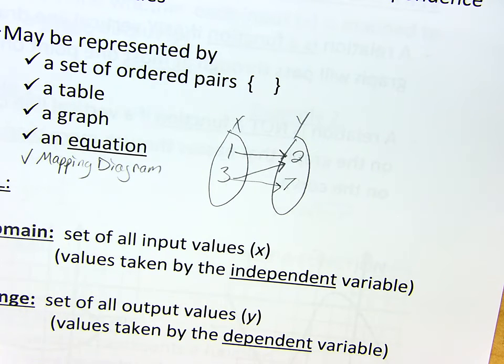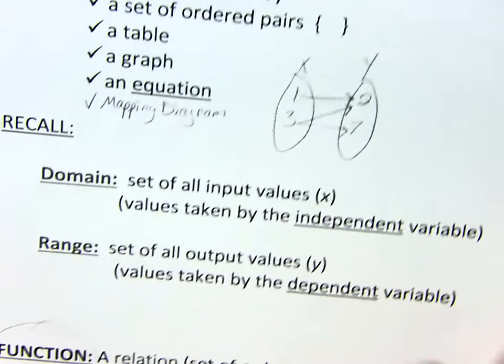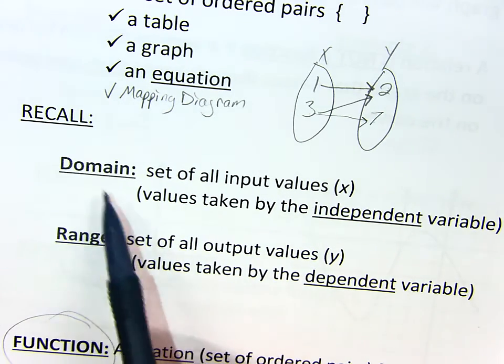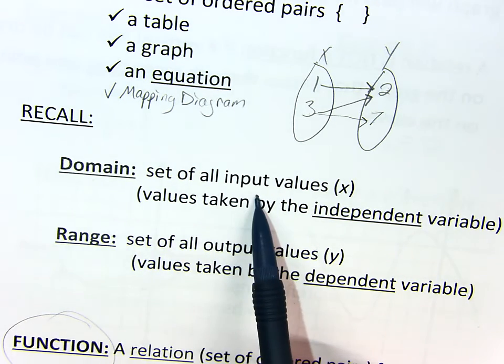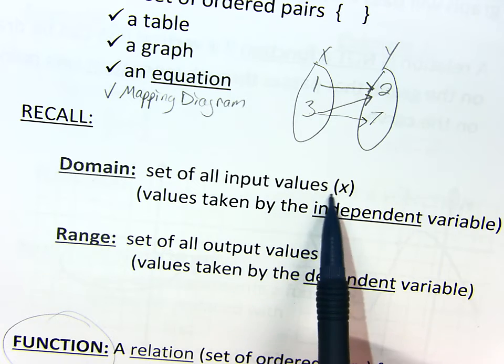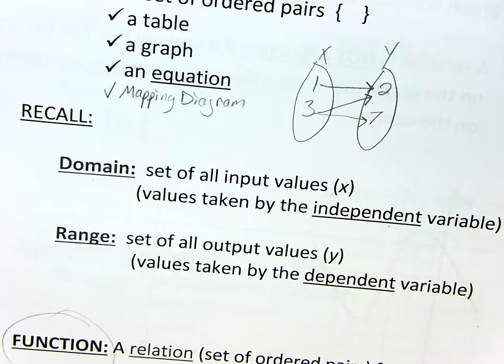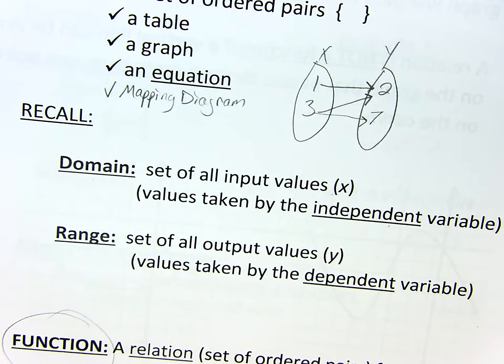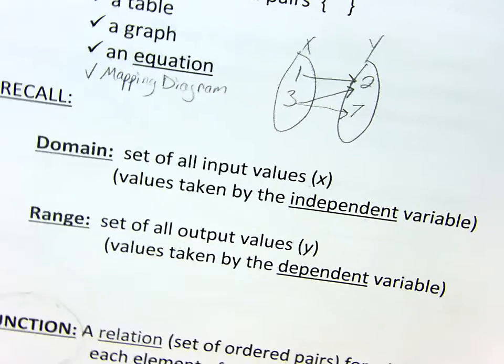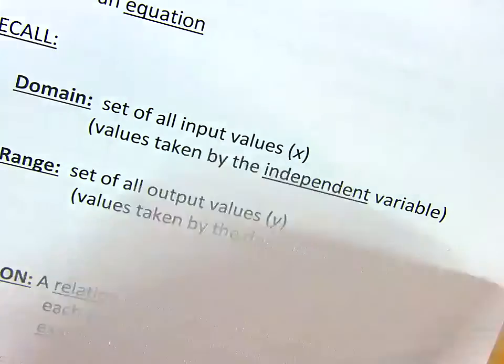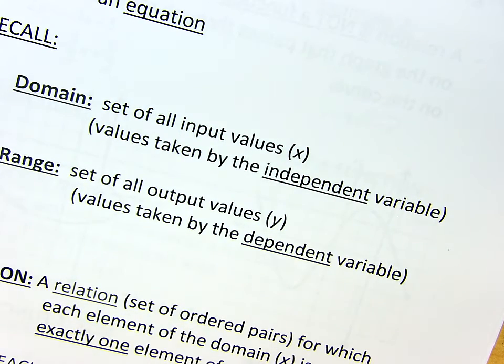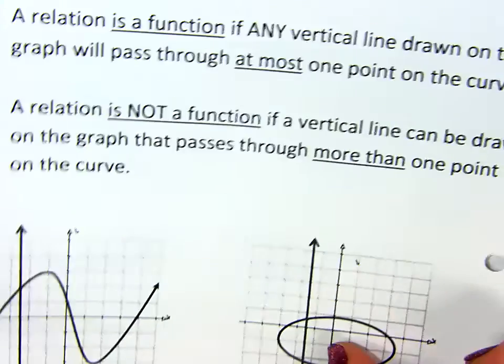All right? So, to back up a little bit here, you have domain. That's another word for all of your x or input values. Those are your independent variables, right? And then, of course, you have the range, all your y values, dependent variable. Okay, all this is old news, right? Okay, so on the next page, we're going to talk a little bit more about how to tell if a relation is a function.